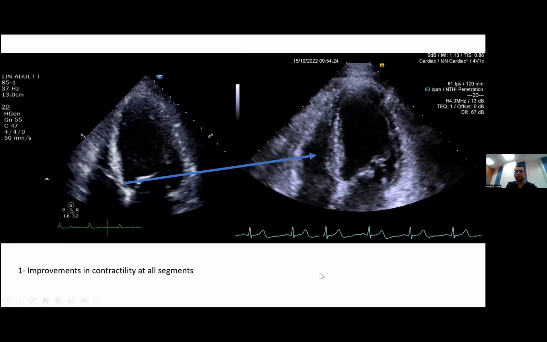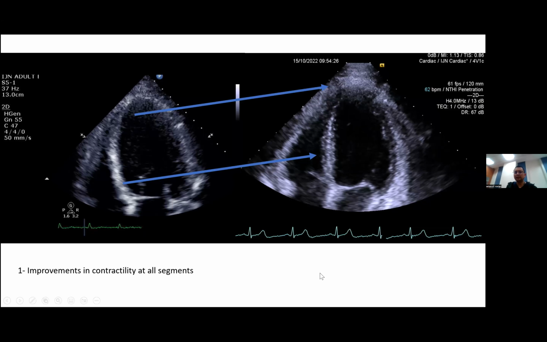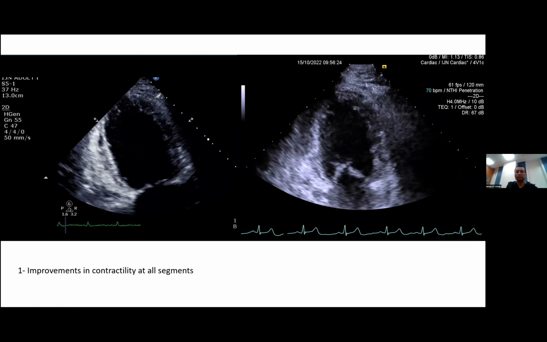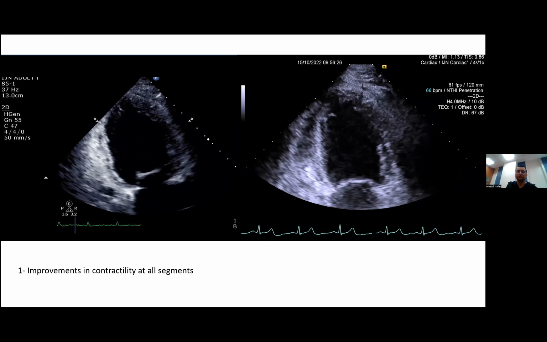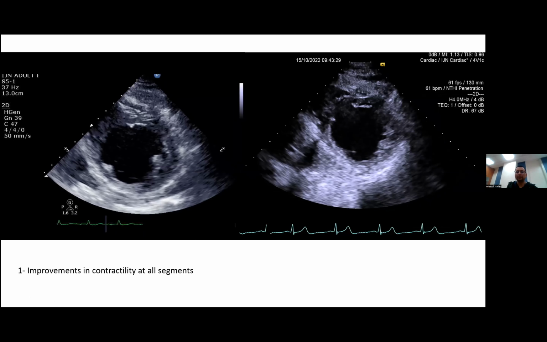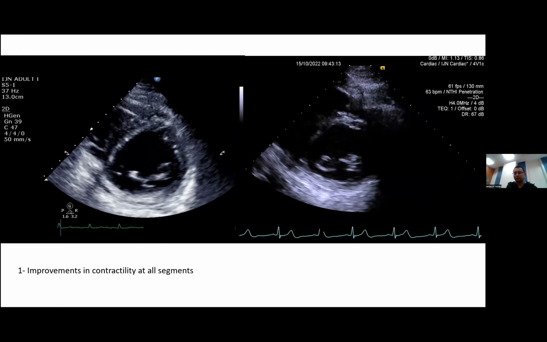Right. We just wanted to show you the RCA and the LAD territory from the arrow that I showed there. And this is the 2-chamber view. Again, you can see quite significant improvement from basals. Okay, let's go back.